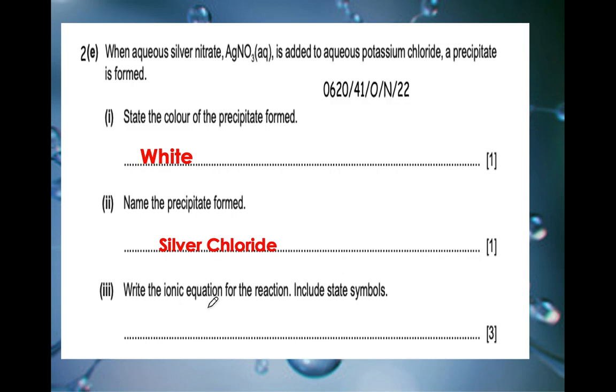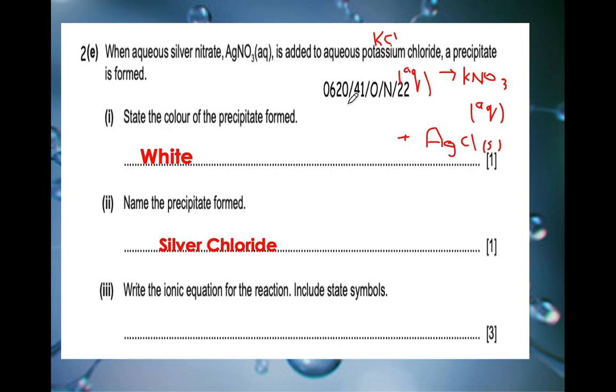Now write the ionic equation. So the equation here, we have silver nitrate plus potassium chloride in the aqueous state. It will give, by double decomposition, potassium nitrate, which is in the aqueous state, plus silver chloride, which is a solid white precipitate. And we write solid. Let's dismiss the similar states.